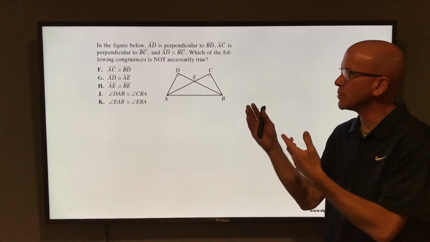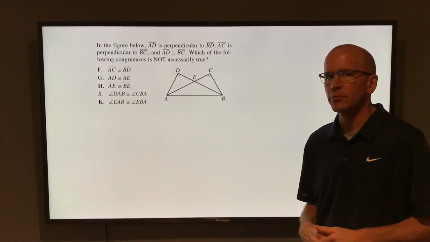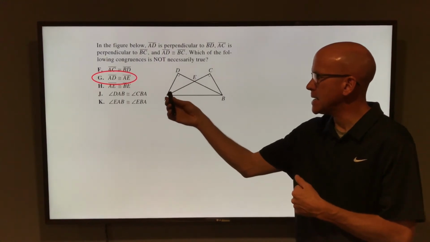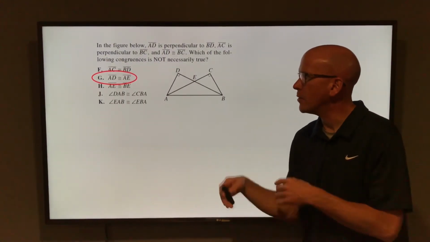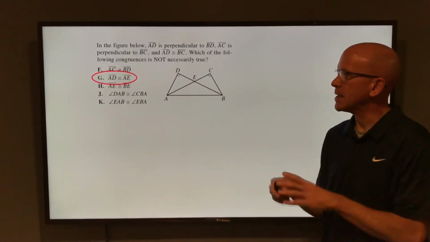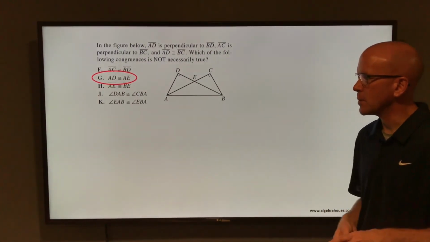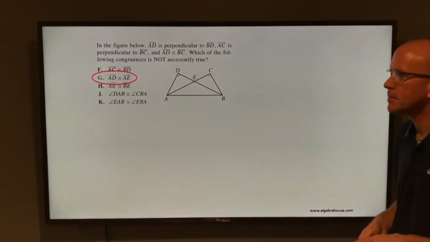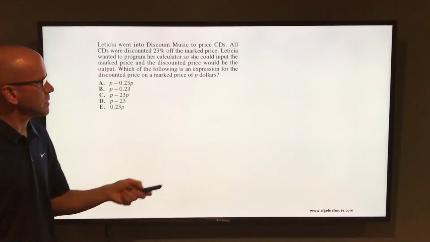Well, with everything given to you, you're basically looking at two congruent triangles. So the only thing that can't be proven true is AD being congruent to AE. There is nothing given to you there that states or stands behind that being true. So AD is congruent to AE. That is not necessarily true based on everything that is given to you. Letter G.